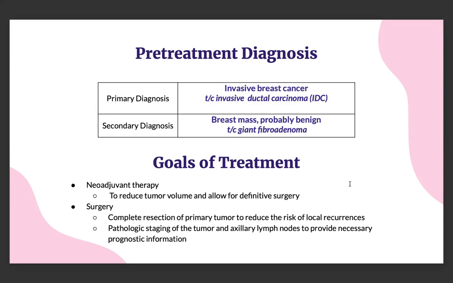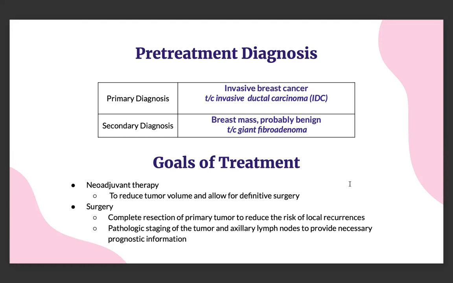So for this part, our primary diagnosis again is invasive breast cancer, to consider invasive ductal carcinoma. And for our secondary diagnosis, we have breast mass, which is probably benign, to consider giant fibroadenoma. So first, we have to set our goals for treatment. First is to do chemotherapy, which is important to reduce the tumor volume and allow for definitive surgery.